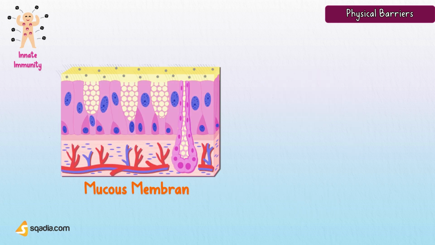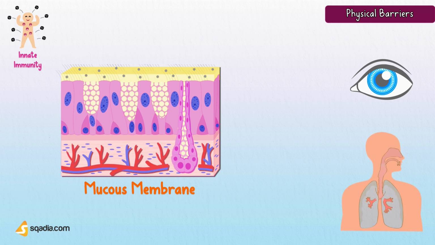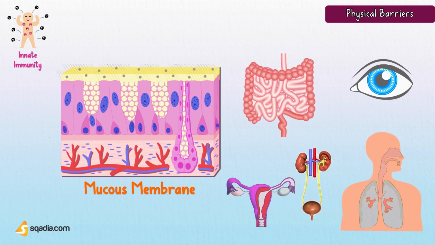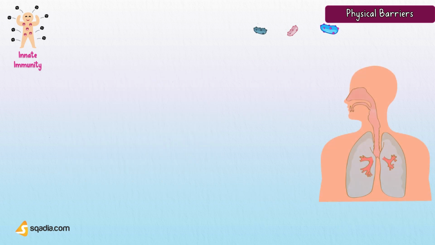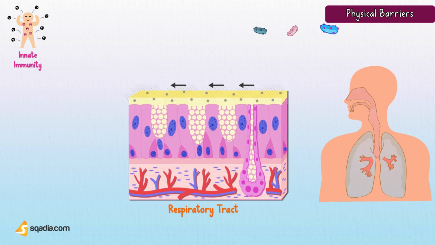Mucous membrane. Present throughout the body. A healthy mucous membrane is essential to fight against invading pathogens. The most important places where the healthy mucous membrane is essential are the conjunctiva, respiratory tract, gastrointestinal tract, urinary tract, and reproductive tract. In the respiratory tract, mucociliary clearance mechanisms protect the airway.